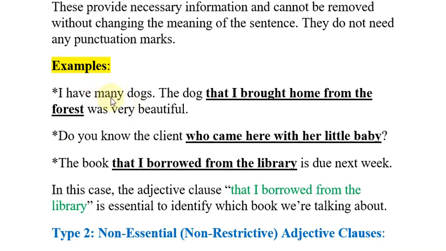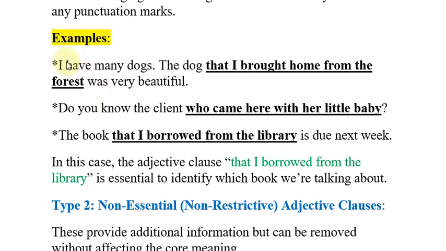Let's take a look at some examples. I have many dogs, for example, 5. The dog that I brought home from the forest was very beautiful. When you say I have many dogs, for example, 5, you need to tell the listener which dog you mean, which dog you're talking about. Which dog? The dog that I brought home from the forest.